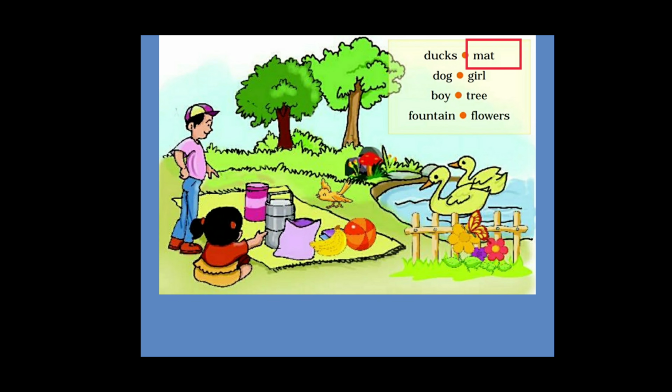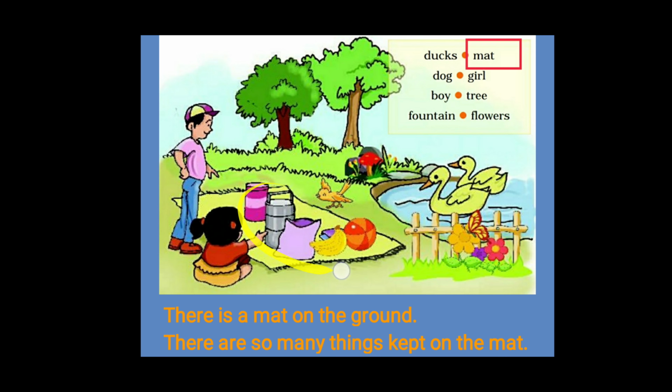Next word is mat. We'll make a sentence with the word mat. Let's begin. There is a mat on the ground. Or you can say there is a yellow mat on the ground. There are so many things kept on the mat.